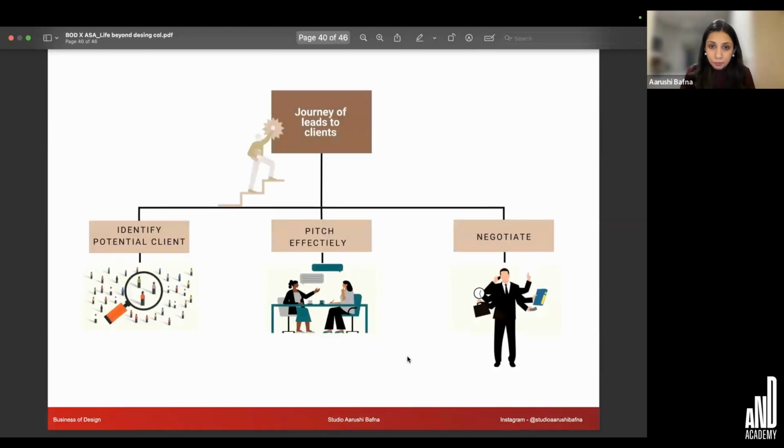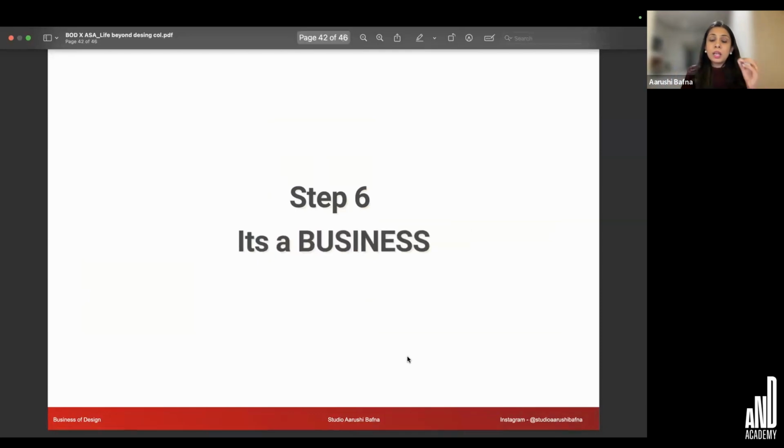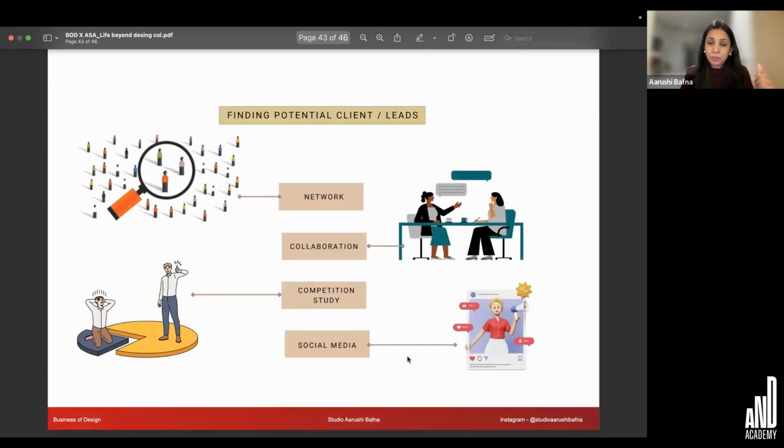Okay. Now, the journey from a lead to a client is a very long one where we identify the potential client, we learn how to pitch effectively, and we also learn how to negotiate the deals with the clients. But I think this is stepping deep into the business. So I don't think we want to touch the details here. But what we can understand is design is not just a service anymore. Design has become a business. So you need to learn this step and the last step, six.